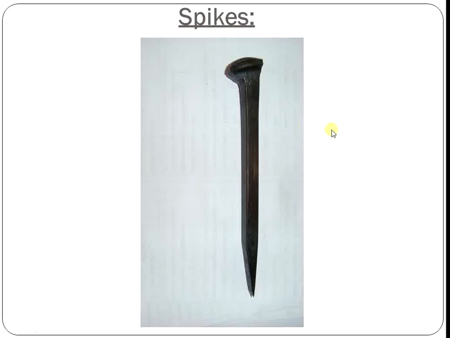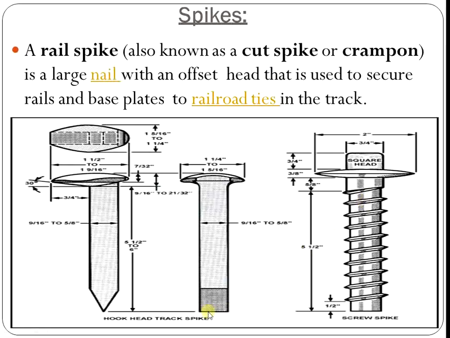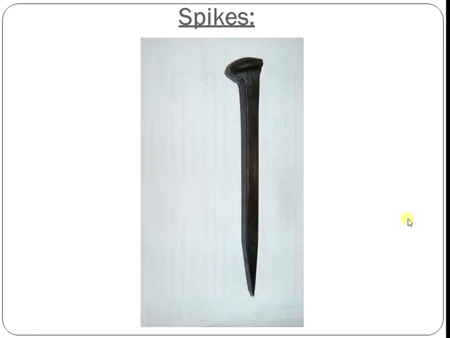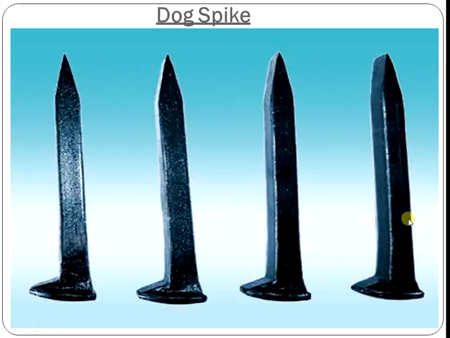This is the image of the spikes. The first type of the spikes is the hook head track spike. Next one is the dog spikes. Mostly we have to use the dog type of the dog spike in the rail track.